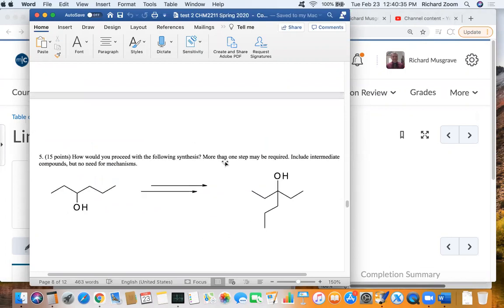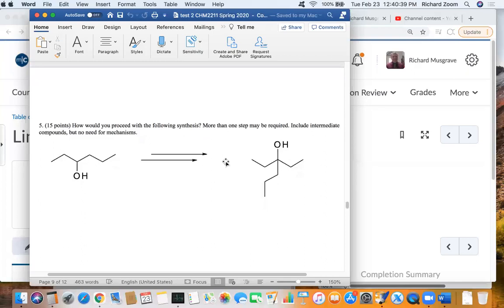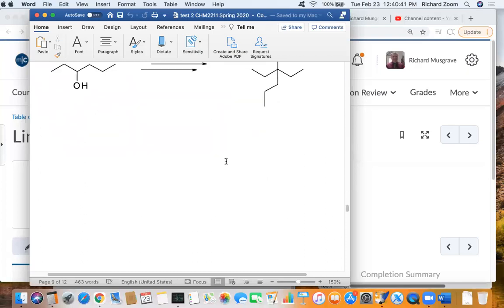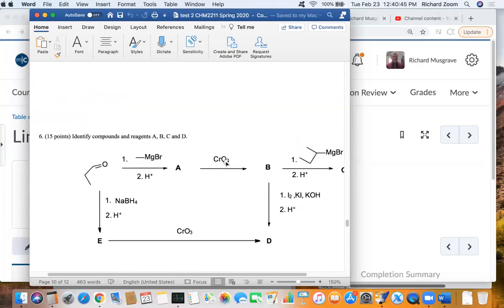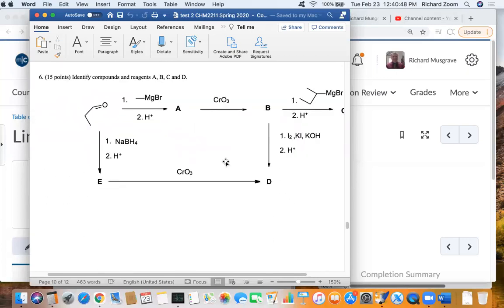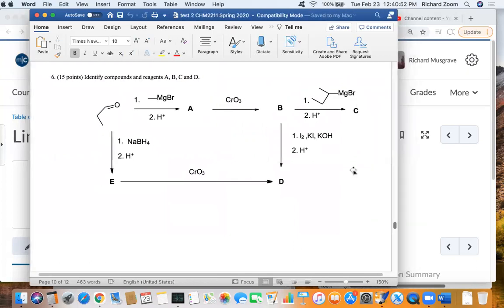Now question 5 is going to be a synthesis problem. I'm going to go through that now in a second. That's the next thing I want to look at. And then finally here we have a roadmap problem, and I wanted to go through some of those as well. Make sure everybody understands what they need to do with that.